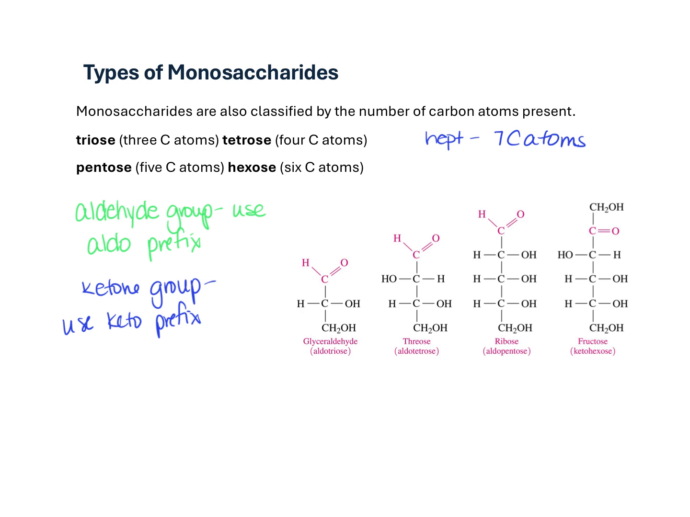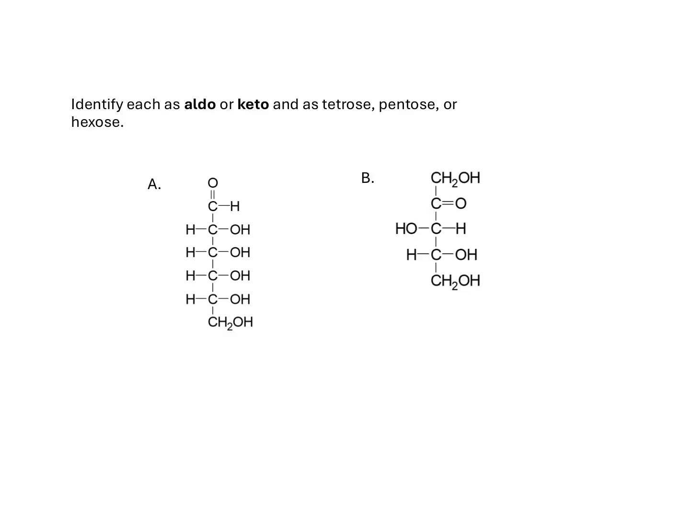So let's do an example, right? It says classify each as an aldose or ketose and then as a tetrose, pentose, or hexose. If you want to try this on your own, this is great practice. My suggestion would be to pause the screencast now, try these on your own, and then restart, and we can go over the problems together.